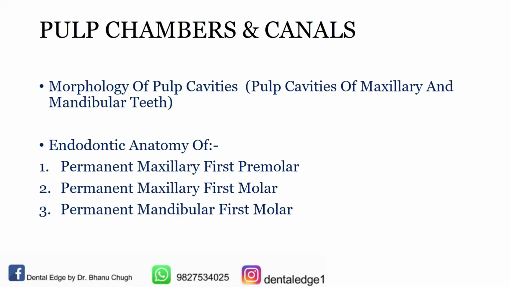Now, from the pulp chambers and canals, you can be asked to write about the morphology of pulp cavities, that is the pulp cavities of all maxillary and mandibular teeth. Then you can be particularly asked to write about the endodontic anatomy, that is the pulp cavity, root canals, all the details about the permanent maxillary first premolar, permanent maxillary first molar, and permanent mandibular first molar.